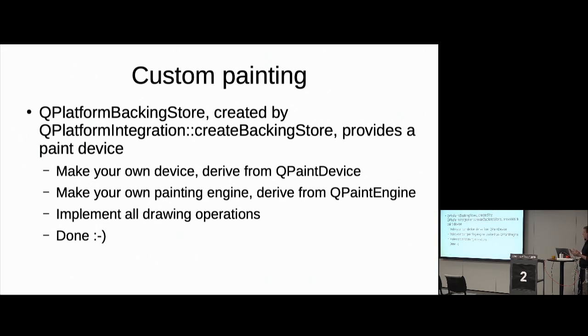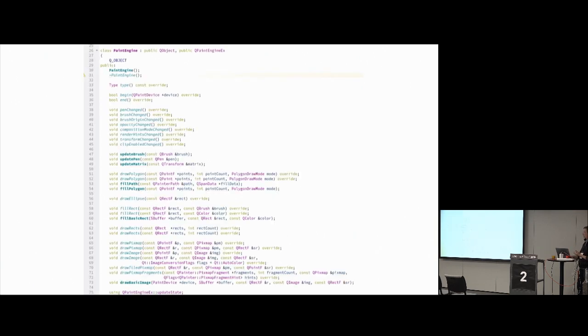So custom painting in Qt requires you to go back to Platform Backing Store, which is one of the platform integration features. In the Platform Backing Store, you can create a custom paint engine, and QPaintEngine has all of the drawing operations in it. This is an example of the API. Again, this is not something you need to learn. This is just to show that there is a class called PaintEngine in Qt, which has draw polygon and draw filling of rectangles and so on. And they're virtual functions. You can re-implement them, and then you can do what you want.